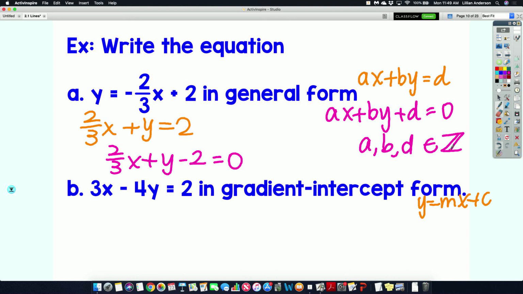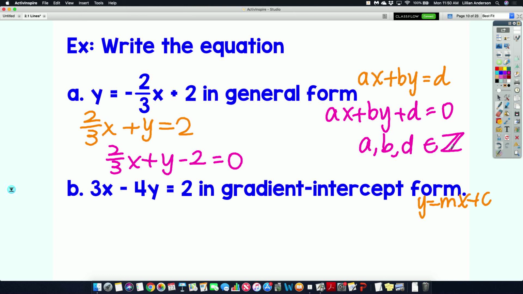Now, the second thing: a, b, and d all need to be what? Integers. A, B, and D are not all integers. Mostly A. A is not an integer. It's a type of number set. Z means integer. This is not an integer. It's a what? Rational, yes, the rational number. Rational numbers are your fractions, your decimals that end, or your decimals that repeat.